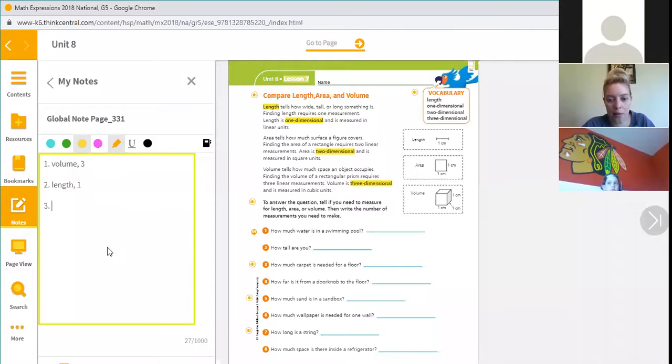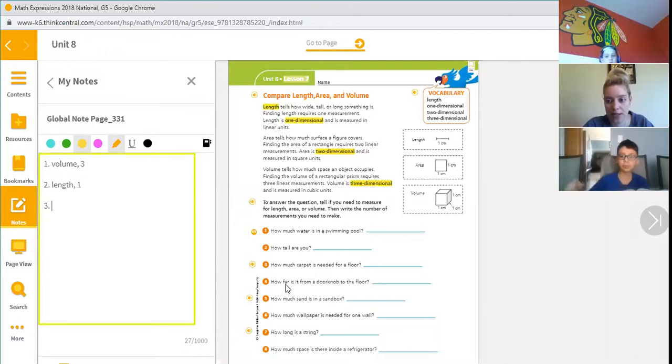All right, number 3, how much carpet is needed for a floor? We're talking about the flooring. Again, we're measuring the area, because if we're trying to figure out how much carpet, we need the length and the width of the room. So number 3 would be area. And we know that area is 2 dimensions. Again, I'm filling this out on this side, and these connect with the numbers in your workbook.